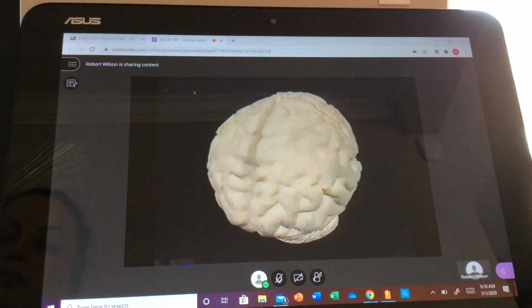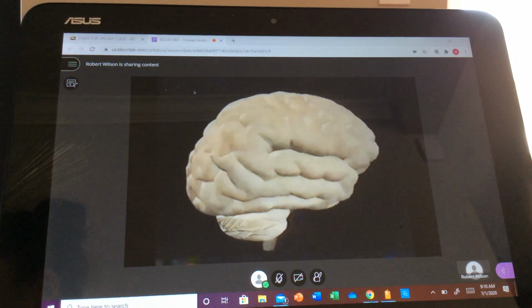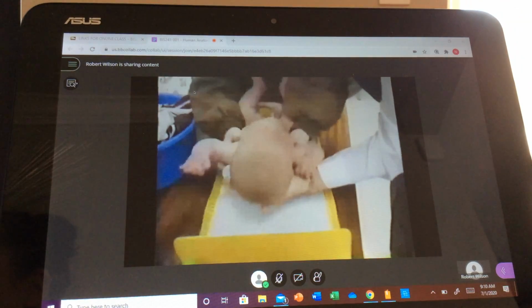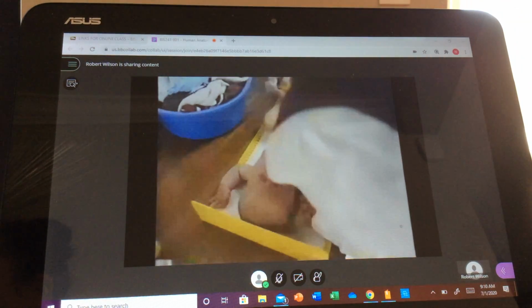So the brain has many distinct regions. But what's actually happening in the brain? Let's look at one area of development, the motor area. Compare the actions of these children.